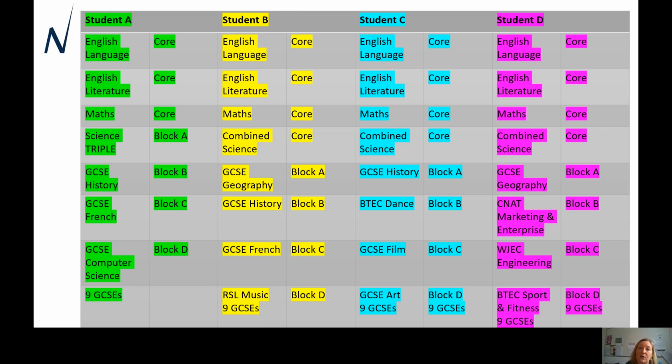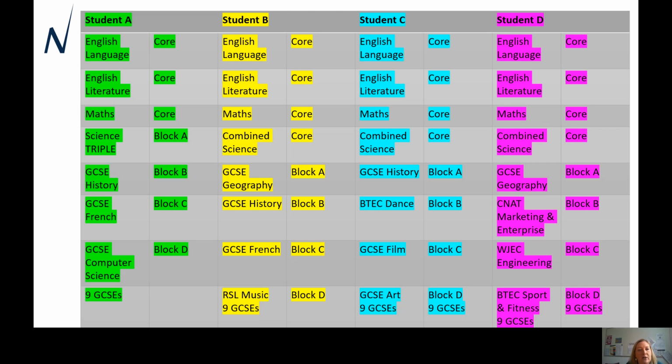They love their music. And so they want to then put this vocational course in of the RSL music, because that's where they think they might continue on to sixth form, they might continue to be a music producer, work in the music industry, and they want to get that qualification as part of their package.